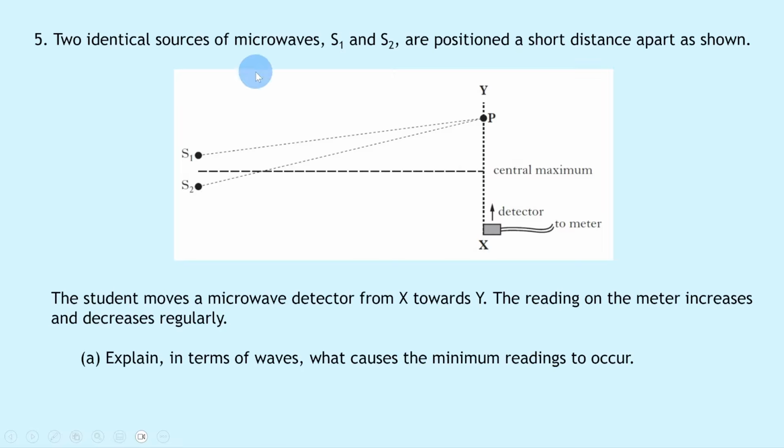Question 5 says two identical sources of microwaves S1 and S2 are positioned a short distance apart as shown.